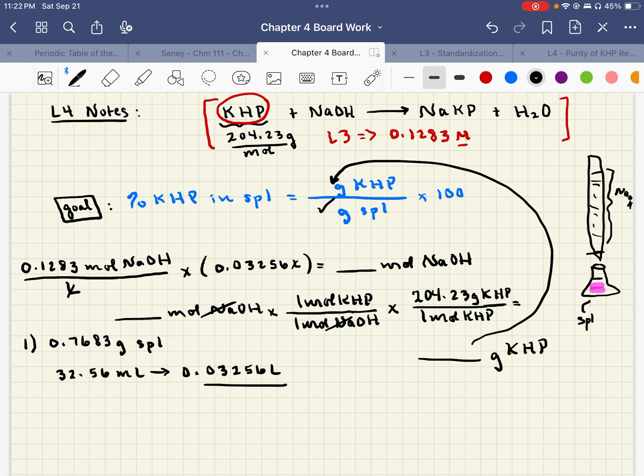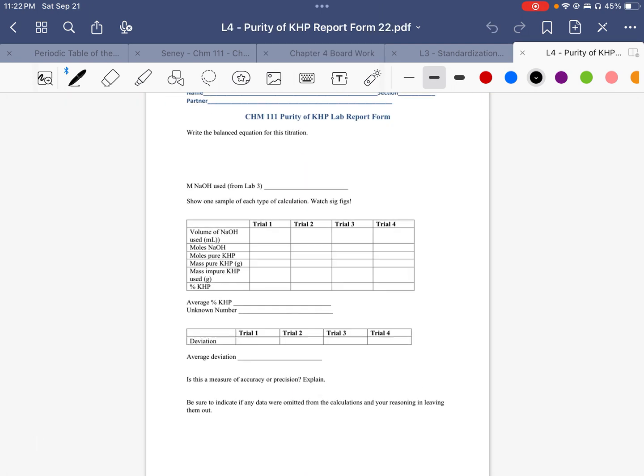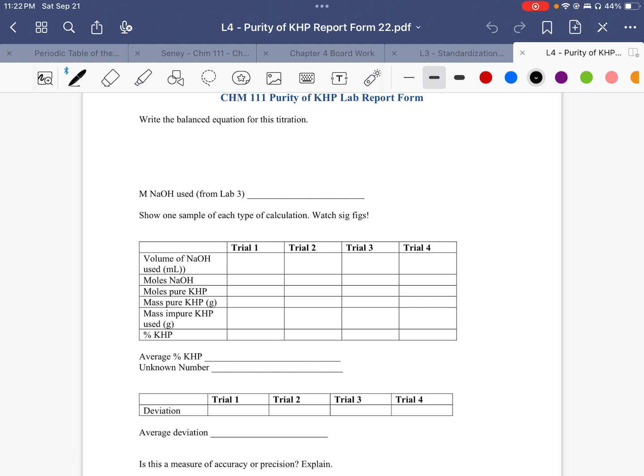You'll do that same calculation, and then you'll notice also for the lab 4 purity of KHP, you've got to also look at the trials here. You've got volume of sodium hydroxide, and moles, and so forth. And notice here, you're going to have an unknown number that you need to put in. The trial 1 deviation is the same. This time you're going to take the average percent KHP, and you're going to subtract trial 1 percent KHP, and you're going to plug that in here and so forth.